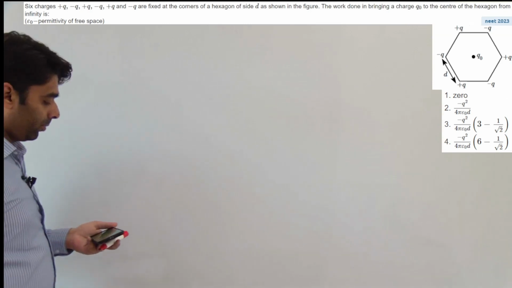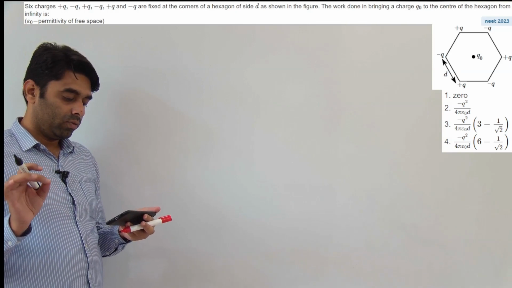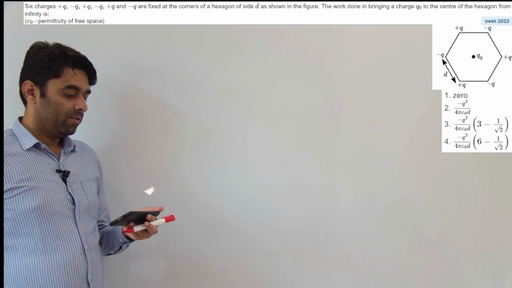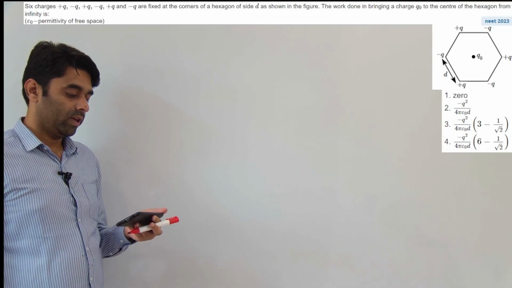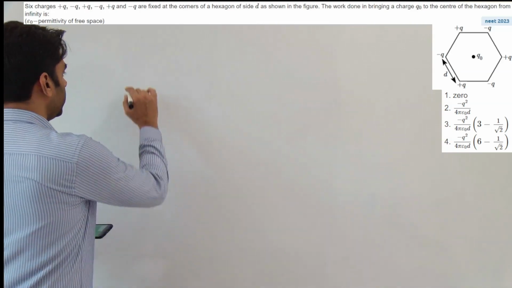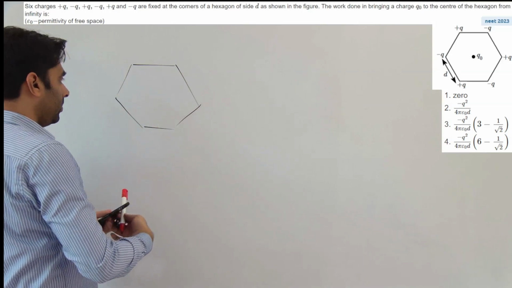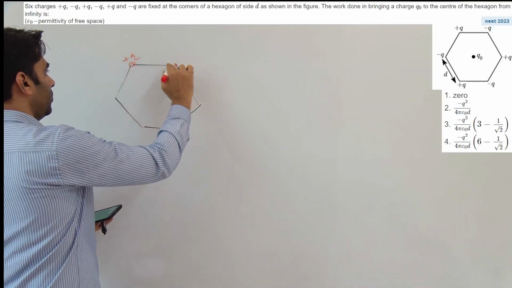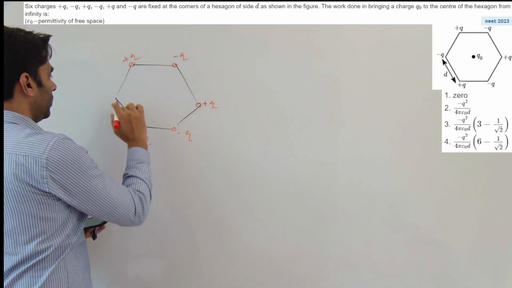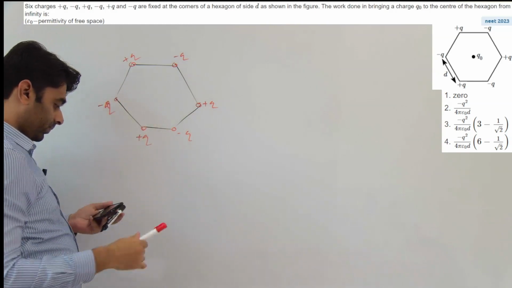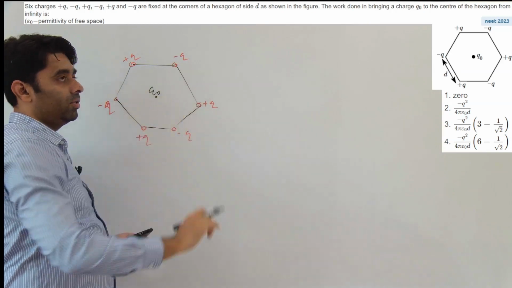Our question is: 6 charges plus q, minus q, plus q, minus q, plus q, minus q are fixed at the corners of a hexagon of side d as shown in the figure. The work done in bringing charge q naught to the center of the hexagon from infinity is? Fine, a hexagon is given to us, and the charges given are plus q, minus q, plus q, minus q, plus q, minus q. Now they are saying charge q naught is brought from infinity to the center point over here.